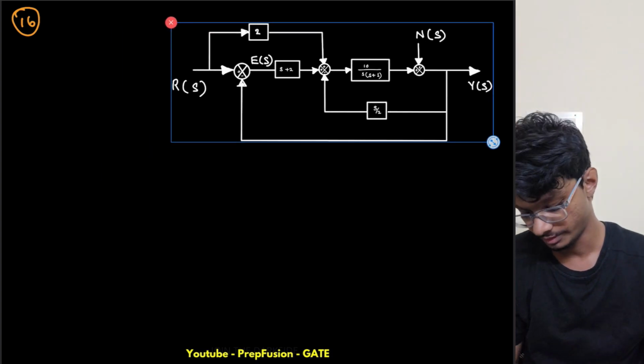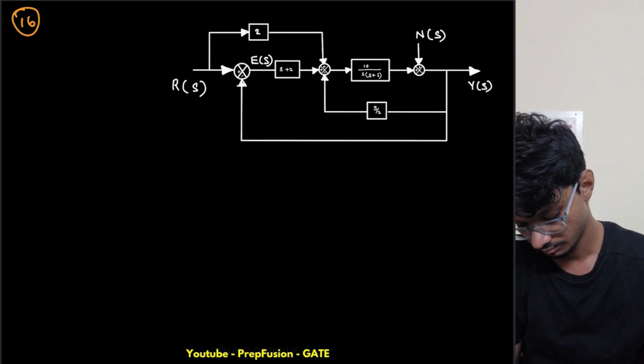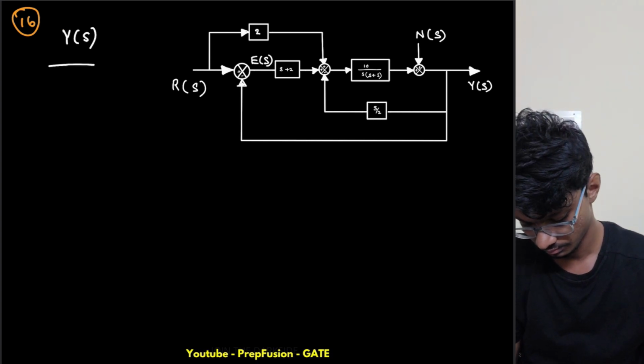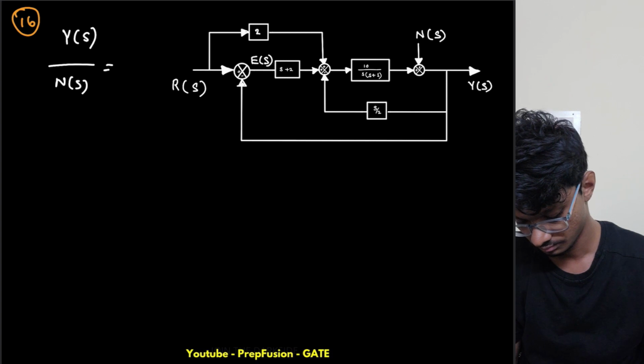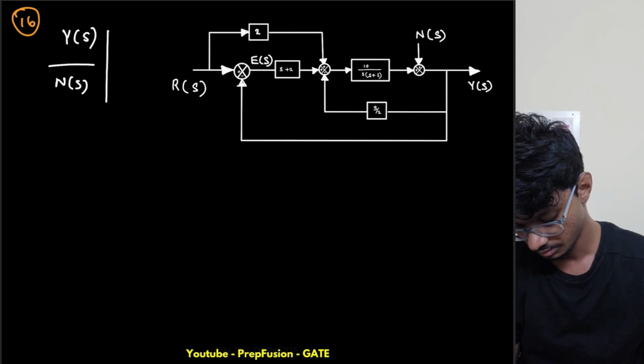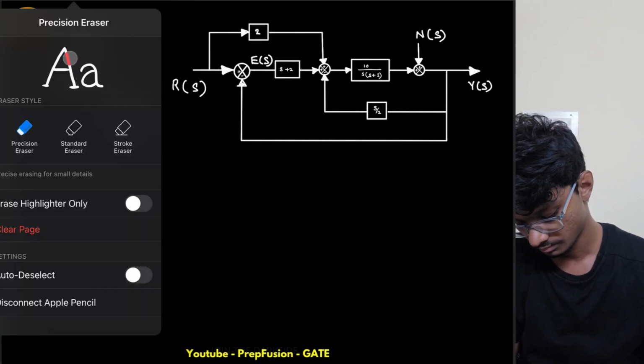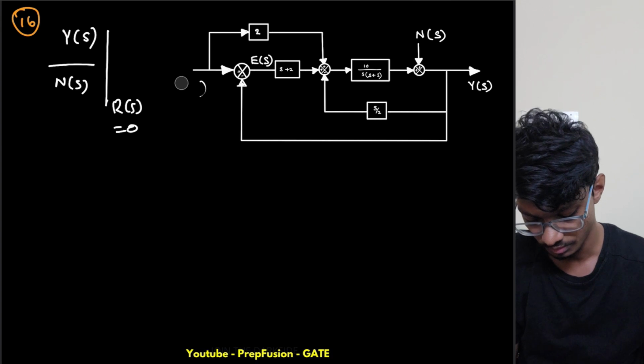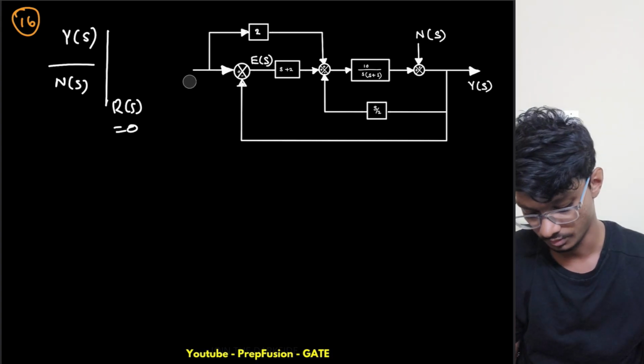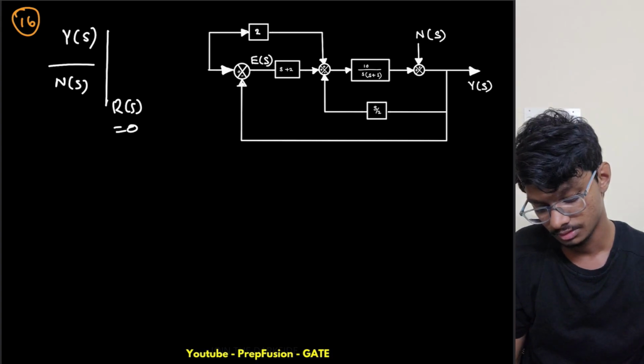What do you have to find? We have to find when R of s equals 0. So this one becomes 0, right? So this one isn't present right now. Okay, this one isn't present.